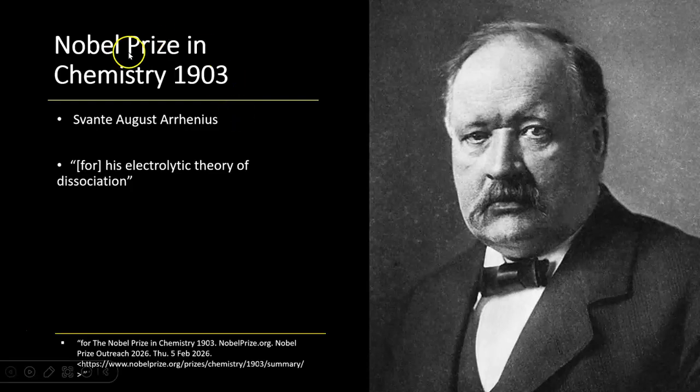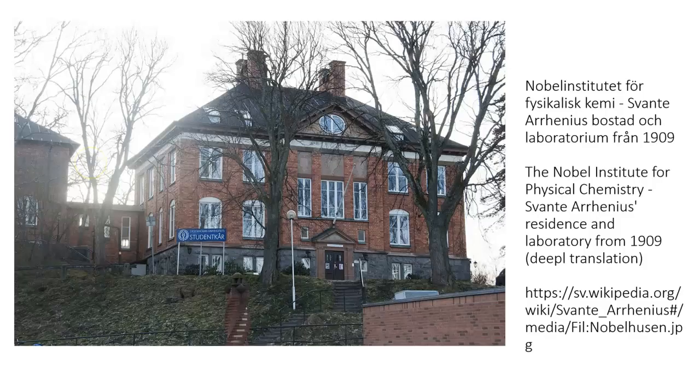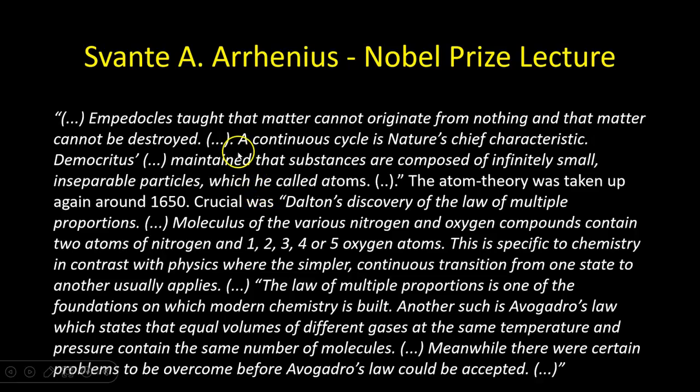Hello, this is the second video about the Nobel Prize in Chemistry for the year 1903, given to Arrhenius for his electrolytic theory of dissociation. We're going to look at this Nobel Prize lecture called Development of the Theory of Electrolytic Dissociation. This is the Nobel Institute for which he worked, which was erected in 1909. Okay, here we begin the lecture.